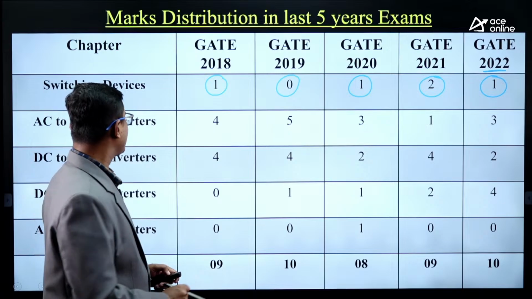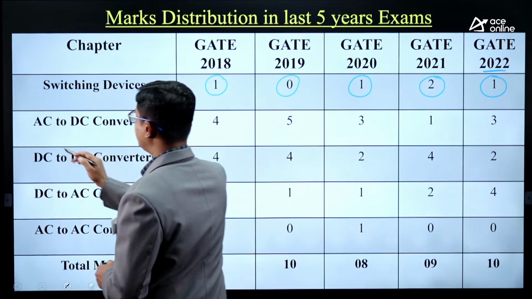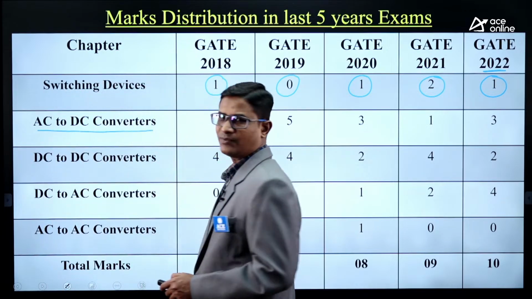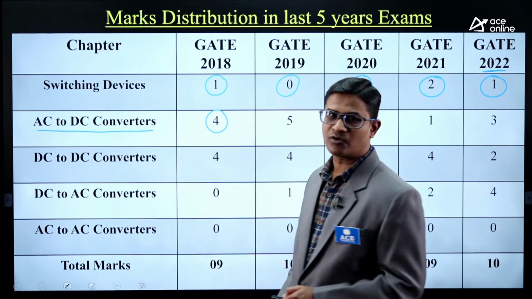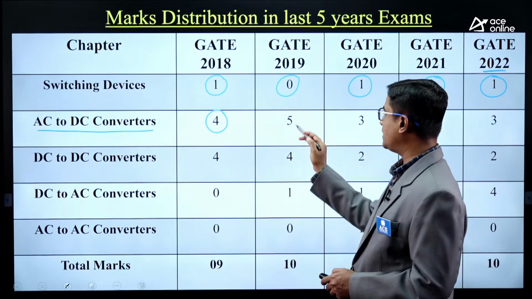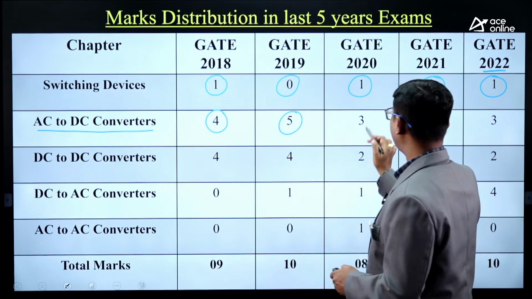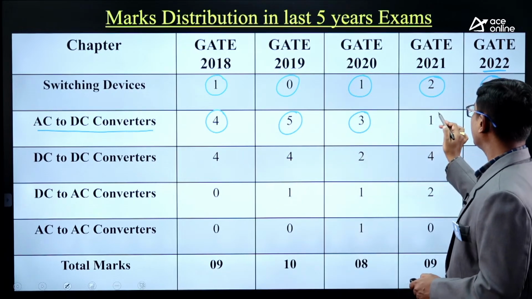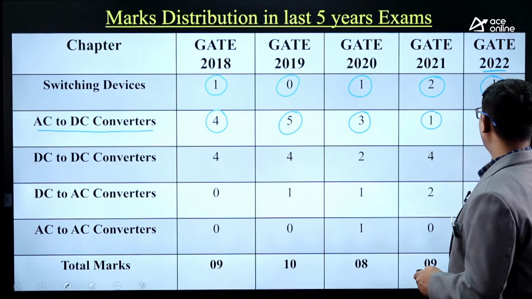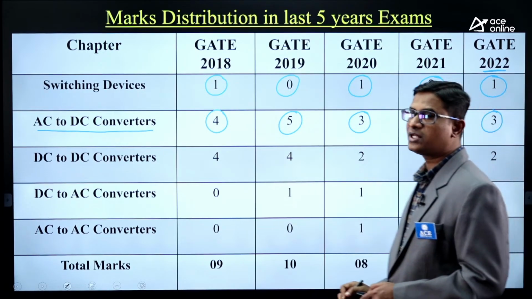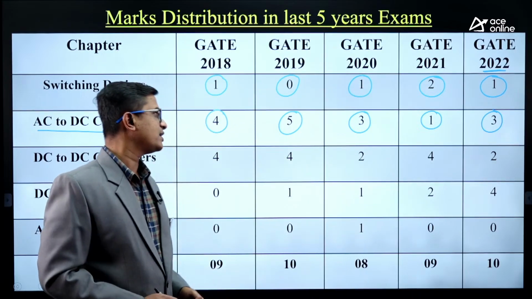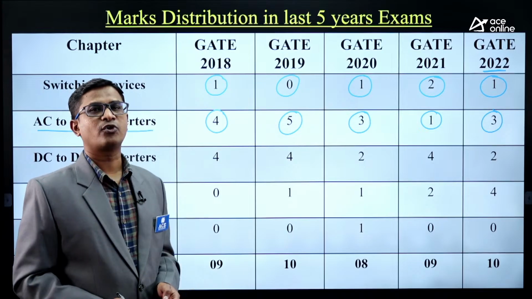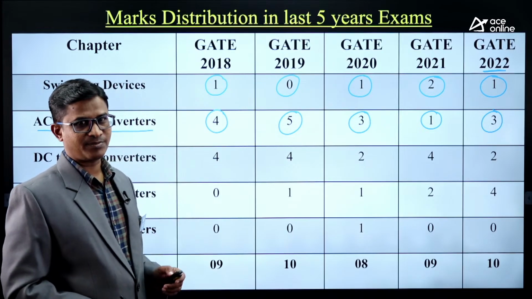All right. For the second chapter, AC to DC converters, the weightage in GATE 2018 is around 4 marks. GATE 2019, 5 marks. GATE 2020, 3 marks. GATE 21, 1 mark. And GATE 22, 3 marks. So on an average, if we check the last 5 years, the weightage is around 2 to 4 marks for the second chapter.